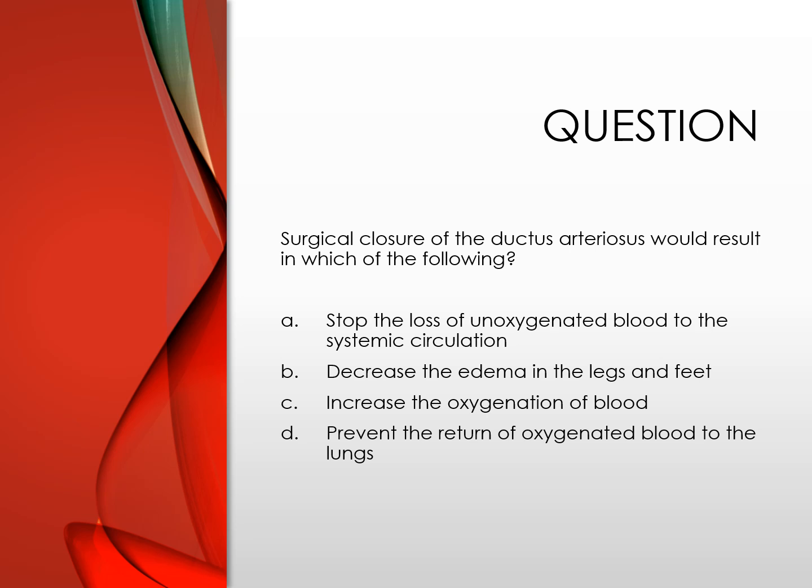All right, so we're going to end up with a question as usual. Surgical closure of the ductus arteriosus would result in which of the following? Stop the loss of unoxygenated blood to the systemic circulation, decrease the edema in the legs and feet, increase the oxygenation of blood, or prevent the return of oxygenated blood to the lungs. So go ahead and think about this. We are going to actually cover PDAs in another slide deck, so if you want to wait before you answer, you can do so when you have more information.